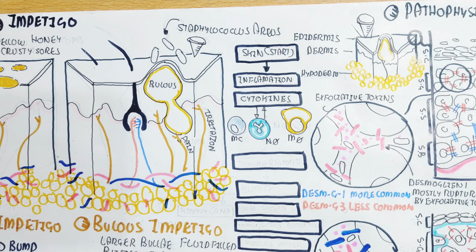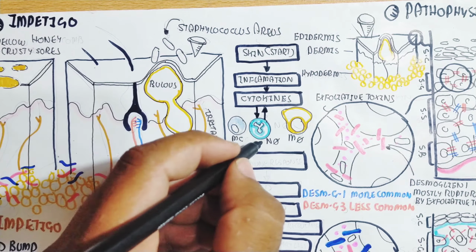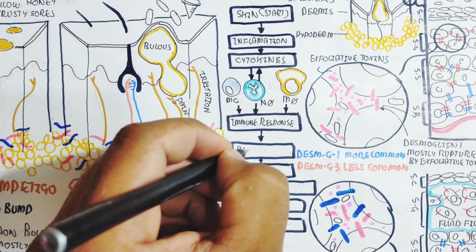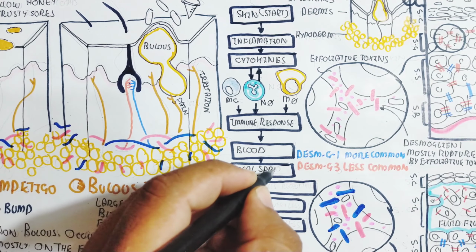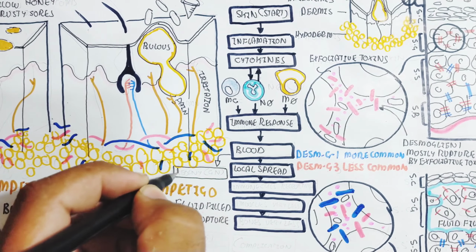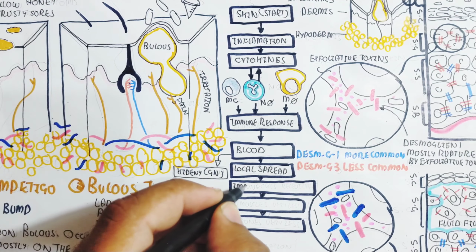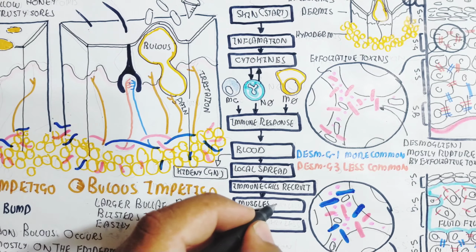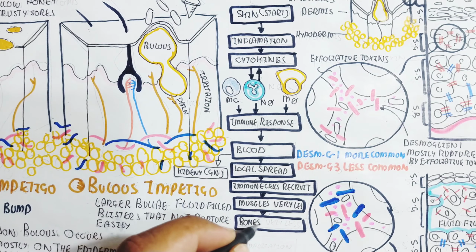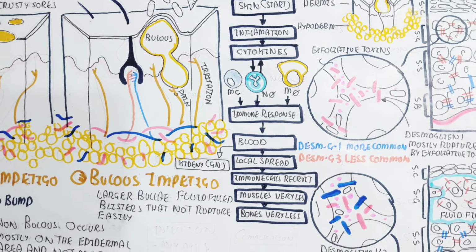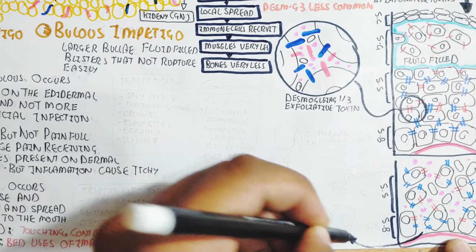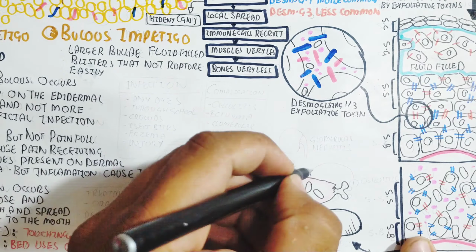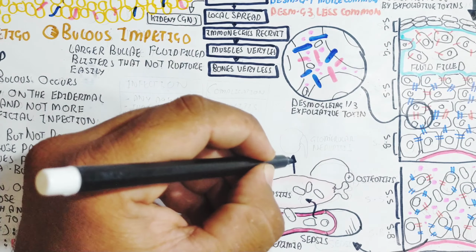So the skin will become inflamed, and the cytokines produced from the damaged cells will recruit monocytes, neutrophils, and macrophages to increase the inflammation. The immune response will increase the inflammation and the bacteria can invade into the blood. Also, this exfoliative toxin as well as the bacteria will cause local spread, and the kidney can possibly develop glomerulonephritis, with immune cell recruitment, while muscle infection is very rare, and bone infection is also very rare.